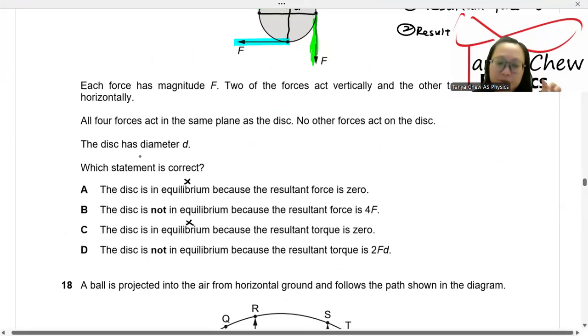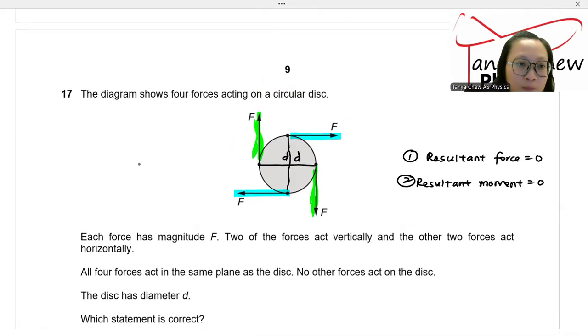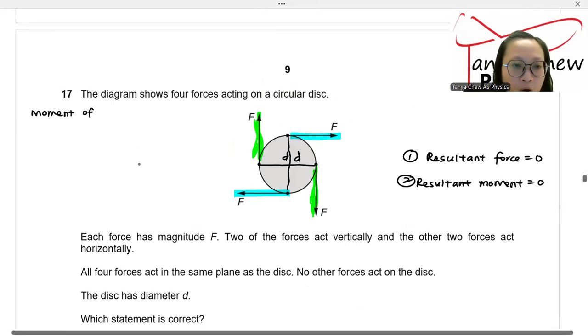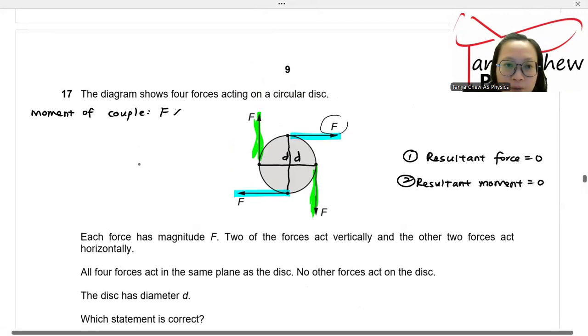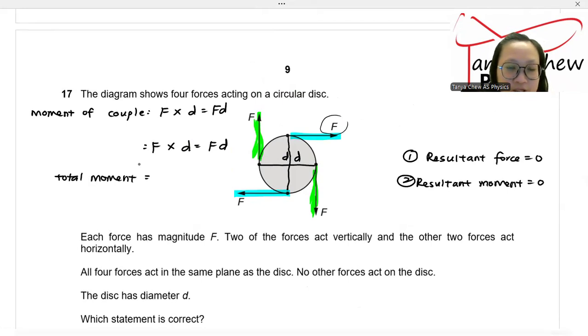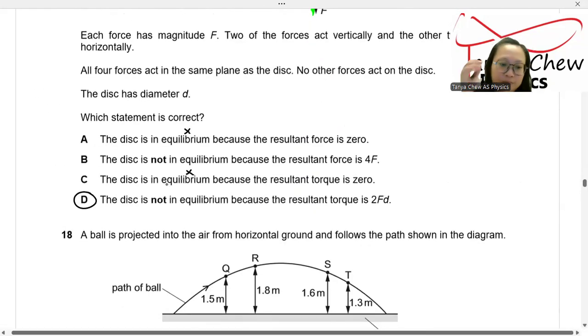Okay, now it is down to B and D. How do we get the exact answer? Moment, how do you find the moment of a couple? Moment of a couple, you just take one of the 2 forces, multiply by the perpendicular distance between the 2 forces. So it is FD for this moment. And the green force, I have another moment. I have 2 moments of a couple. I have 2 couples here. So force, magnitude of one of the 2 forces multiplied by the perpendicular distance, FD. So the total moment is equal to FD plus FD, 2FD. So that is why the answer is D.